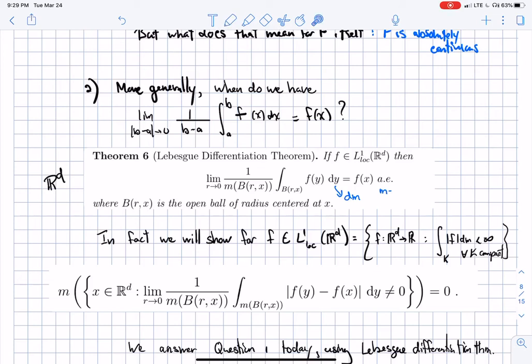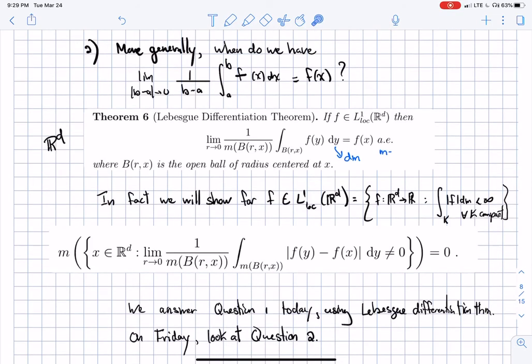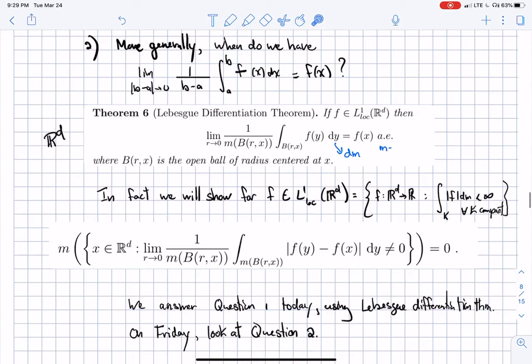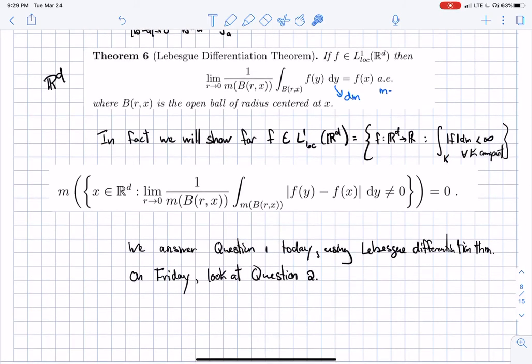Okay, so what is L1 loc? It is what you think it is. That is, it's a function that if I integrate over any compact set, it's finite. Okay, so that's much larger than L1 of R^d. And always with respect to the Lebesgue measure.